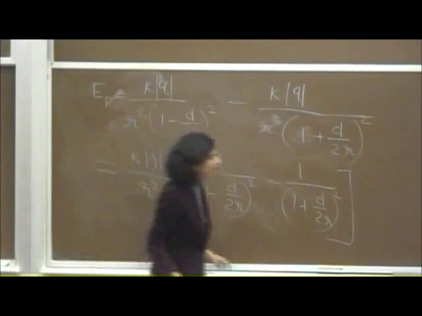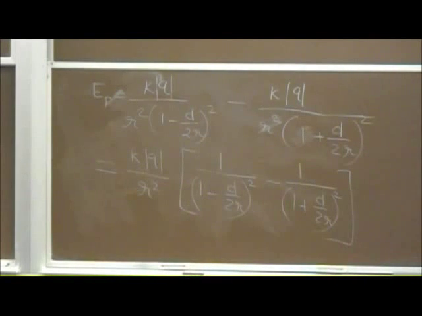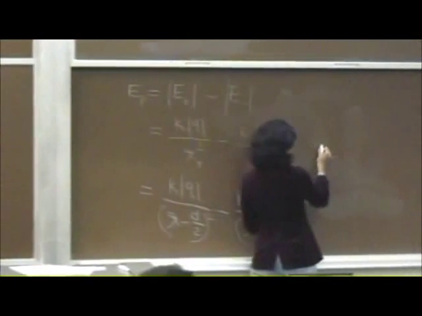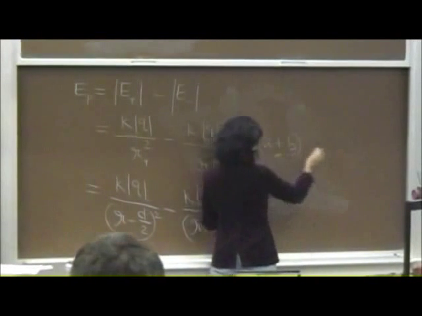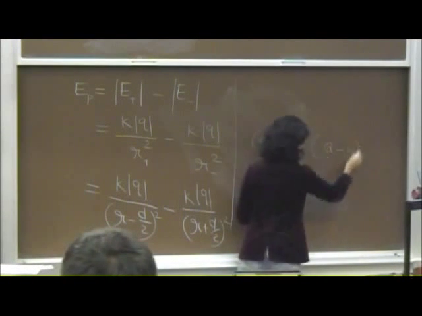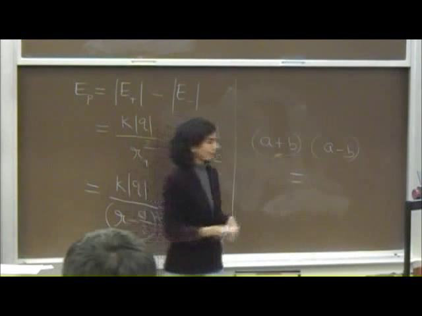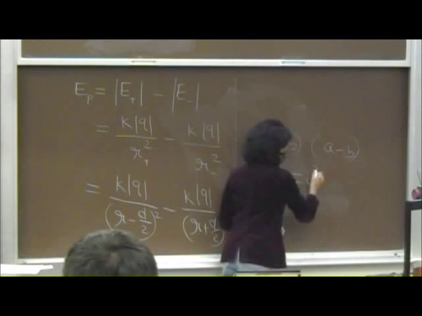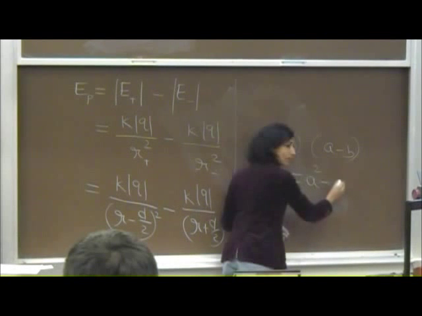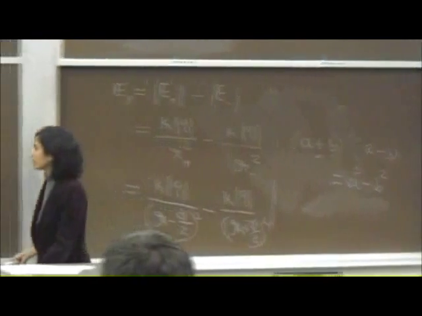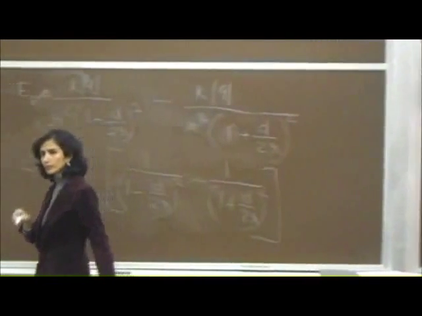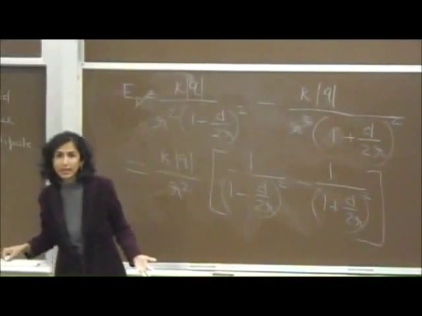Now I want somebody to remind us what is this. Does anybody remember what is this? A plus B times A minus B? Can I write it as A square minus B square? Yeah, A square minus B square. So, I mean, A plus B times A minus B can be written as A square minus B square, right?